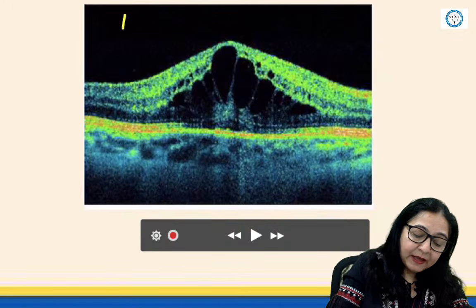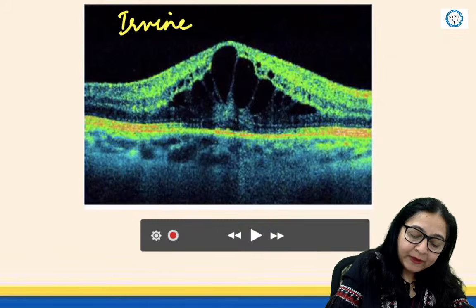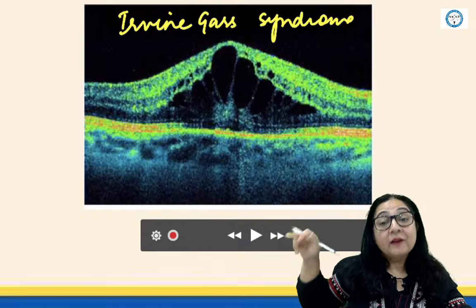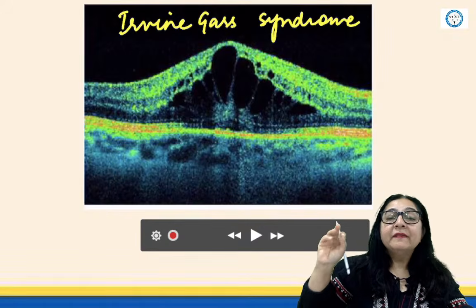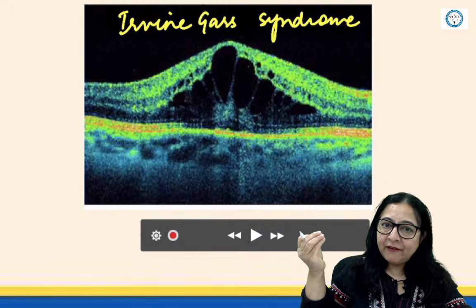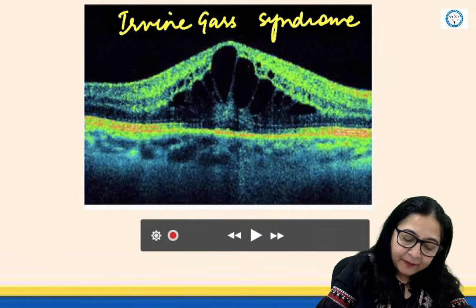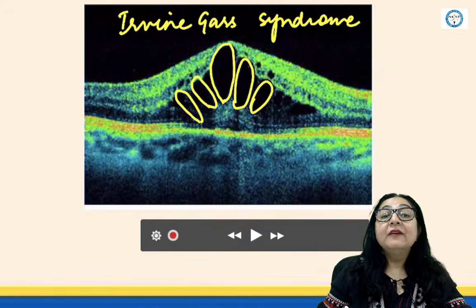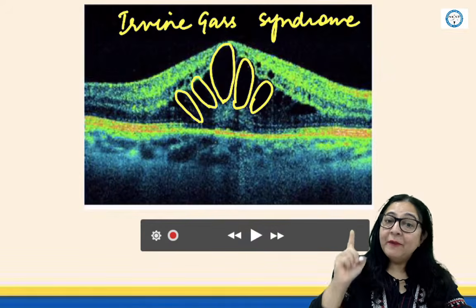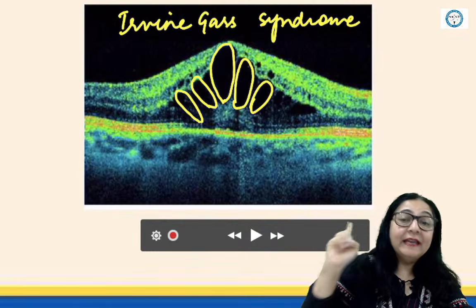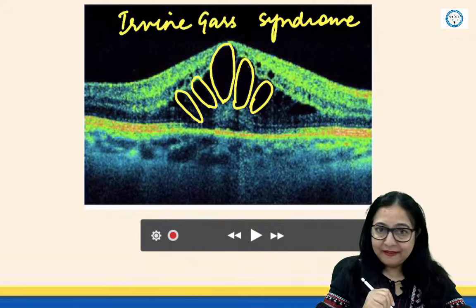Again, this has been one of the past questions asked in NEET PG, so this remains a question topic. What happens a few weeks or months after cataract surgery? There is development of cystoid spaces in the macular area. As you see these cystoid spaces, this type of cystoid macular edema after cataract surgery is called Irvine-Gass syndrome. This will cause painless decrease in the vision.